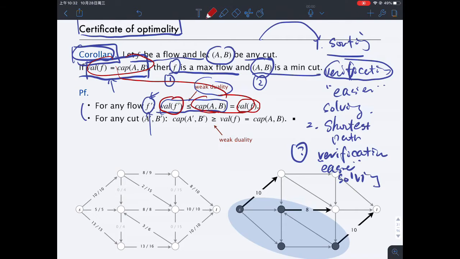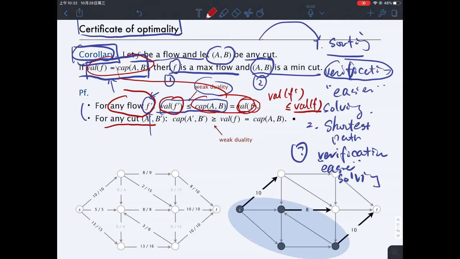So if you look at the first term and the last term, basically it's proving that the value of f prime is at most as large as the value of f, right? So this is for any flow f prime, right? So basically this is the definition of the value of f being optimal, right?